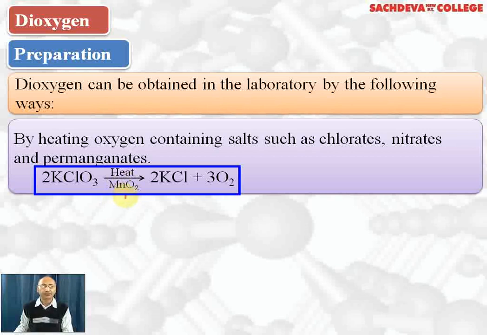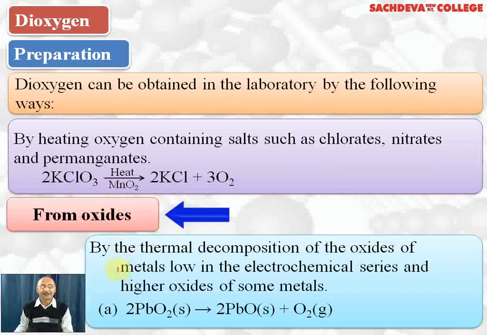MnO2 used should be free from charcoal as an impurity, otherwise it may cause explosion. Instead of this, if we heat KMnO4 to prepare oxygen, that is the safest method, which we will take up. From oxides, by thermal decomposition of oxides of metals which are low in the electrochemical series, and higher oxides of some metals also decompose to give oxygen.